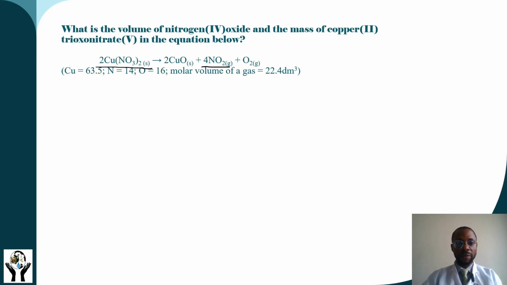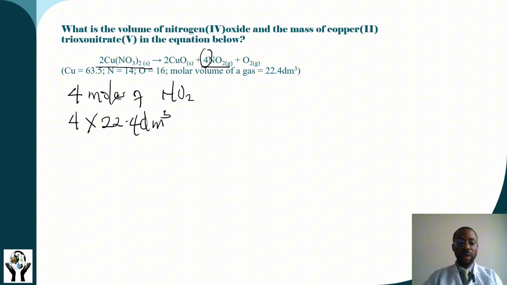So let's start with that of nitrogen oxide. In that equation, what we have for nitrogen oxide is 4 moles of NO2. That is the coefficient 4. And remember, talking about the volume of a gas, 1 mole of a gas has a volume of 22.4 dm3. So now that you have 4 moles of nitrogen oxide, that means the volume of nitrogen oxide in that reaction will be 4 multiplied by 22.4 dm3. And that will give us 89.6 dm3 of nitrogen oxide.